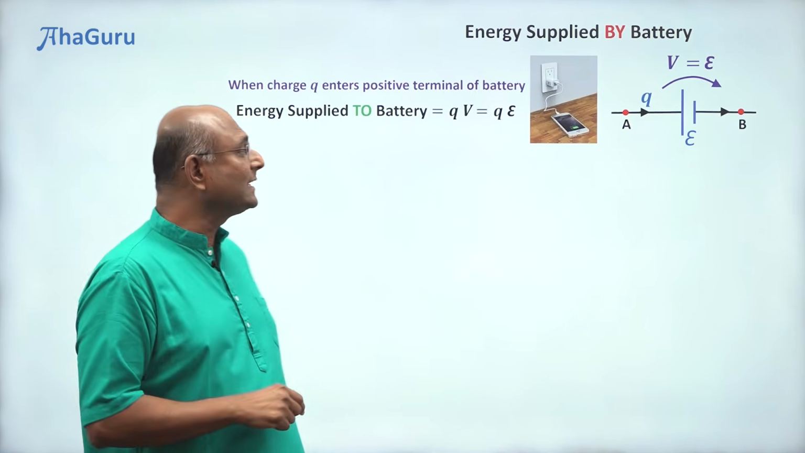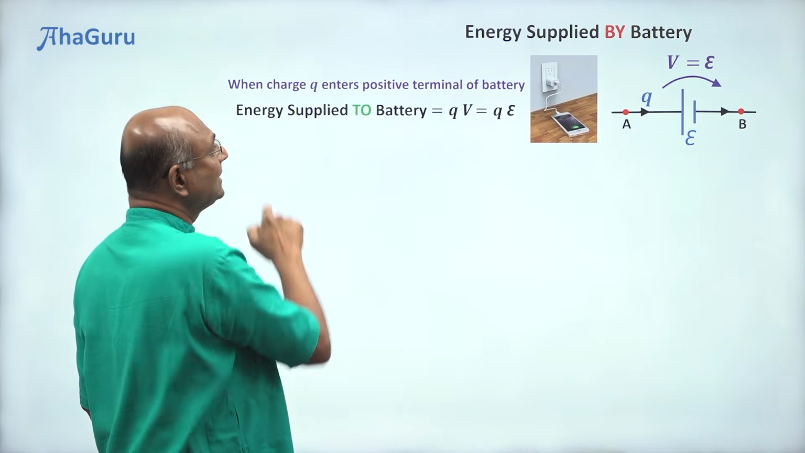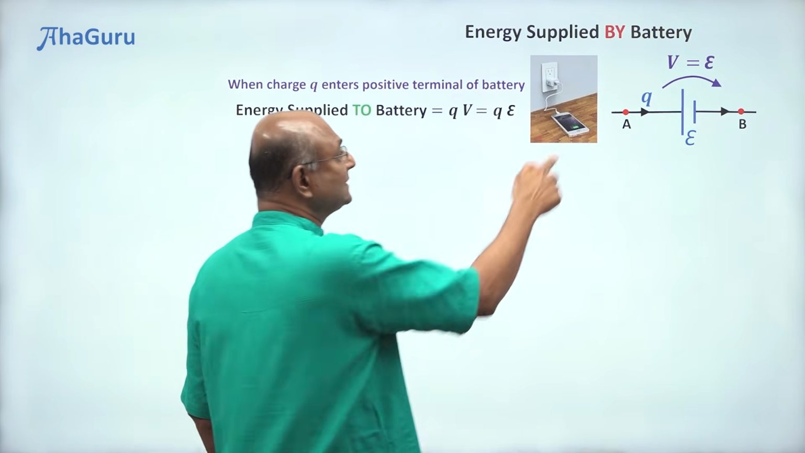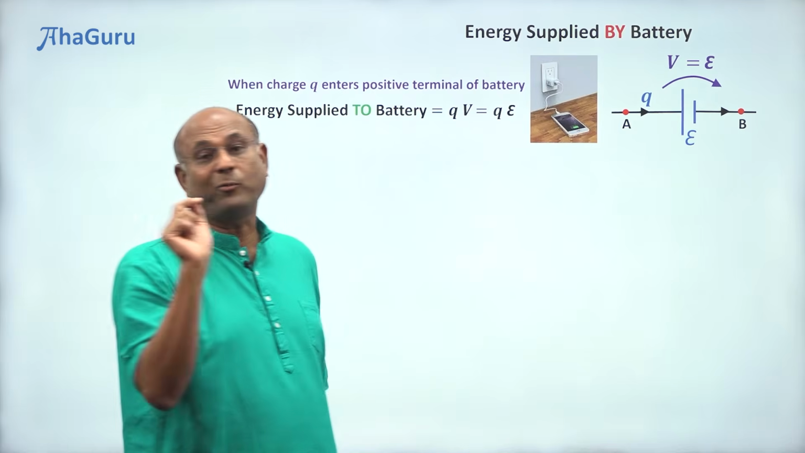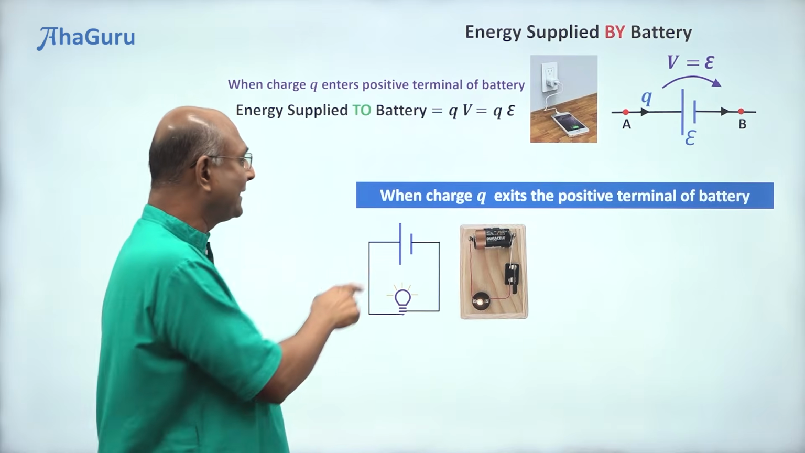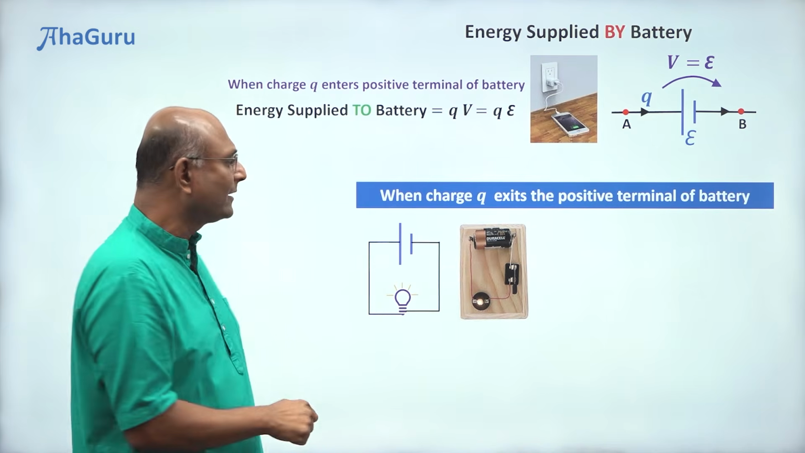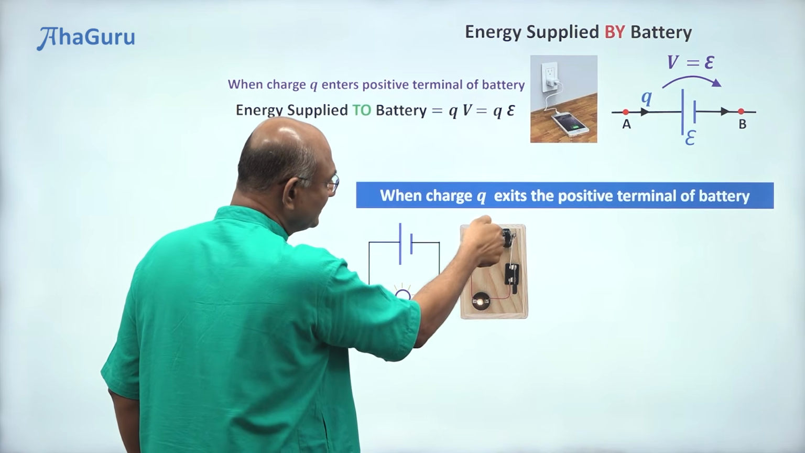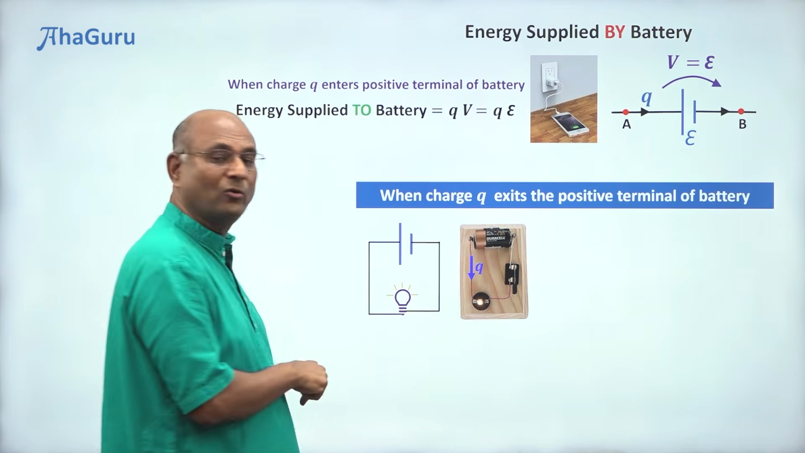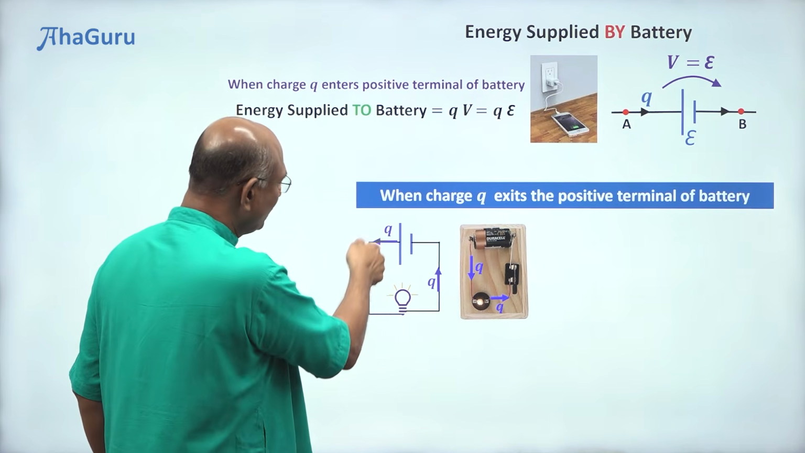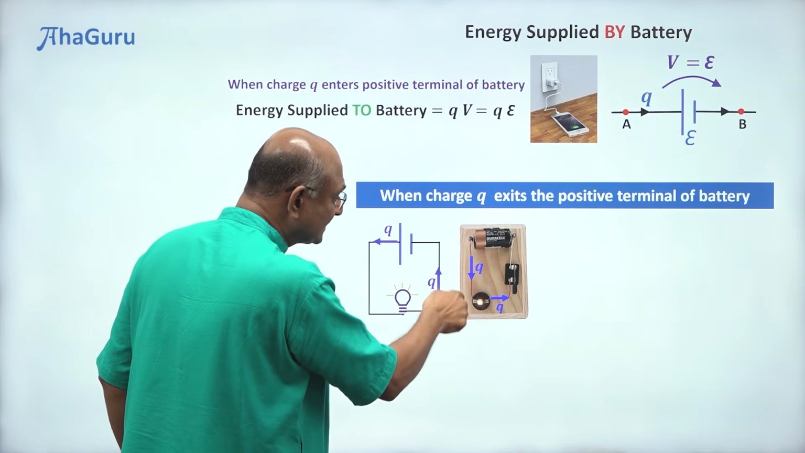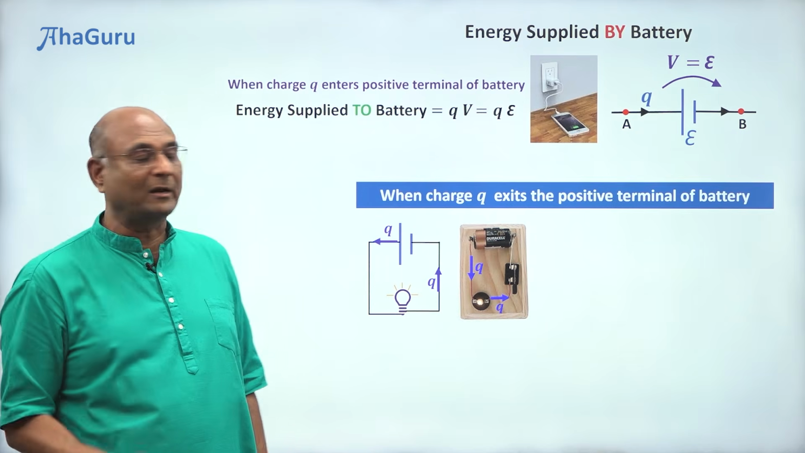We would like to consider the case where the charge doesn't enter the positive terminal. We are looking at the situation where the charge comes out of the positive terminal of the battery. So when the charge exits the positive terminal of the battery, what is going to happen here? This is the positive terminal of the battery and the current is going to flow like this. So the charge is going to go like this, right? And so the same thing is shown here. And you can see that the charge is coming out of the positive terminal of the battery.